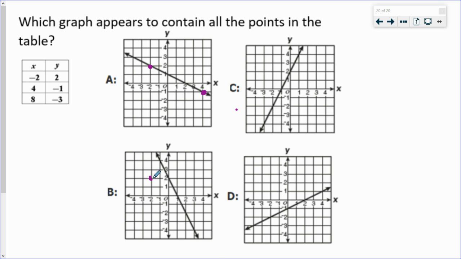Negative 2 is right here. This is wrong. Negative 2, 2 is right here. This is wrong. That is not on our graph. This is wrong. These points are not on the line. A is the only one that has all the points on the line. Even though we can't see where 8, negative 3 is, we could estimate that it will fall on that line.